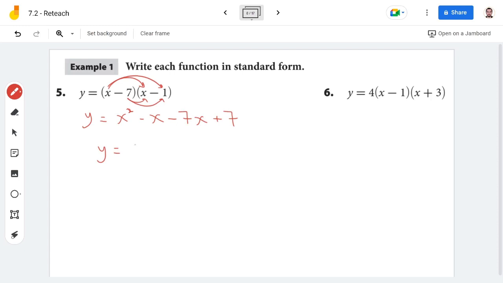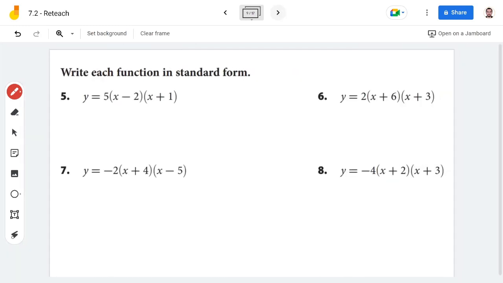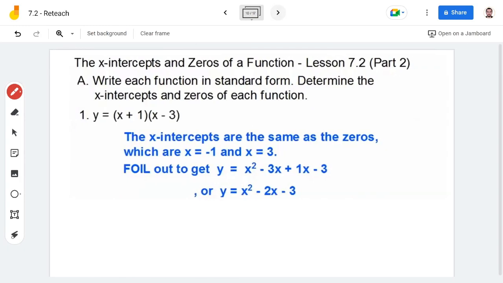So y is equal to x squared. Okay, let's add the like terms. So we have negative 7 and negative 1, so negative 7 and negative 1 is negative 8x, plus 7. So now this one is my standard form. Okay, now you can start solving practice on these questions, and if you practice, you will be able to solve. Now, if you read the question here: write each function in standard form, determine the x-intercepts and the zeros of each function.